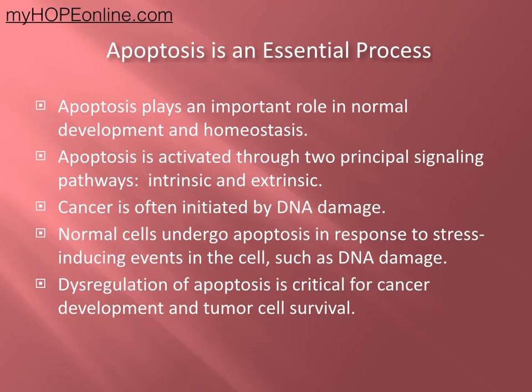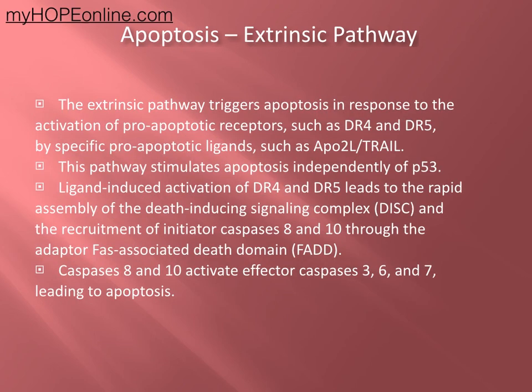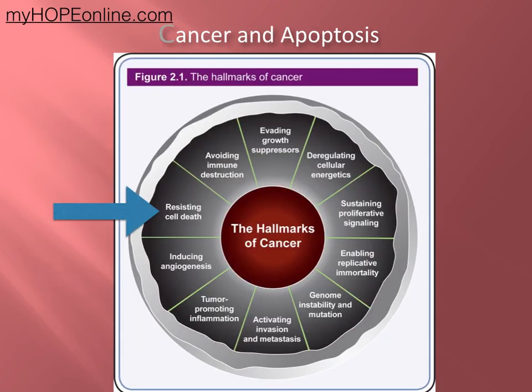So, the normal process is apoptosis. It's an essential process for life in general. Normal cells undergo apoptosis in response to stress-inducing events in the cell, any DNA damage, and dysregulation or a break in that apoptotic cycle is critical for cancer development. It is usually the first step that takes place. So there's an intrinsic and an extrinsic pathway. I spoke a little bit about p53, but we're going to talk about other things that activate this. I won't get too deep into that.